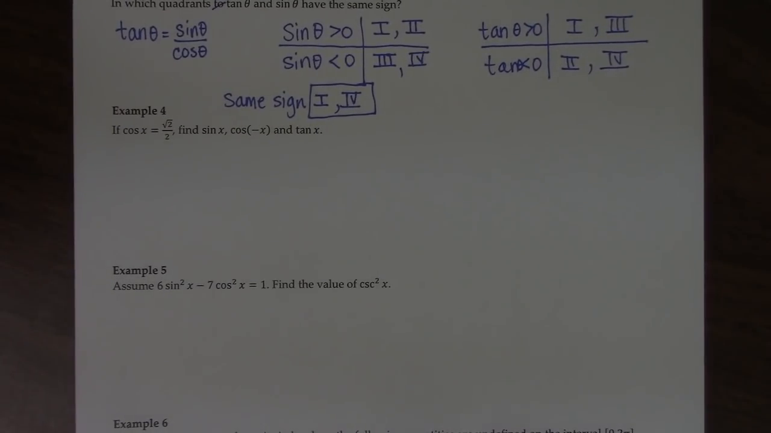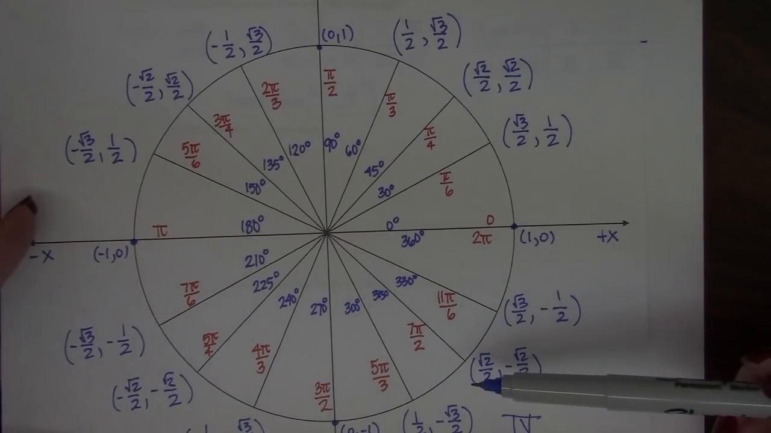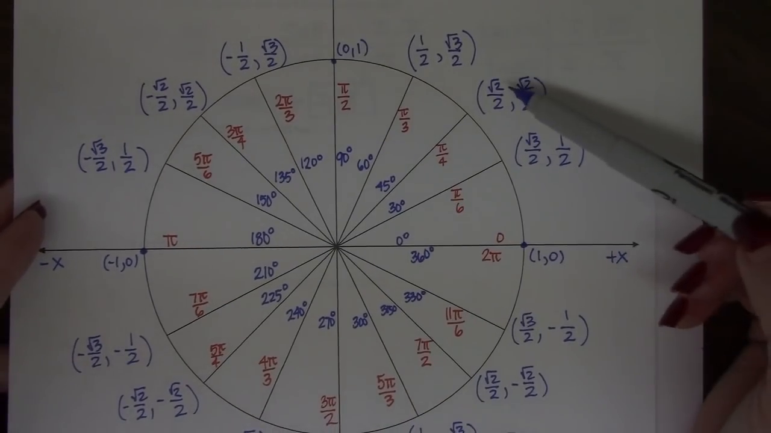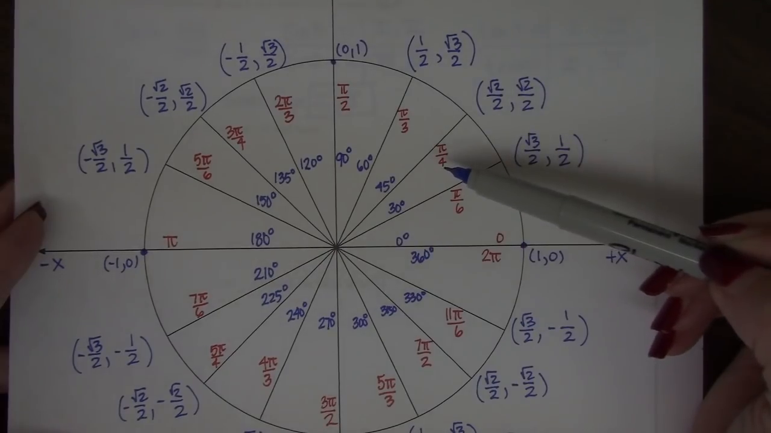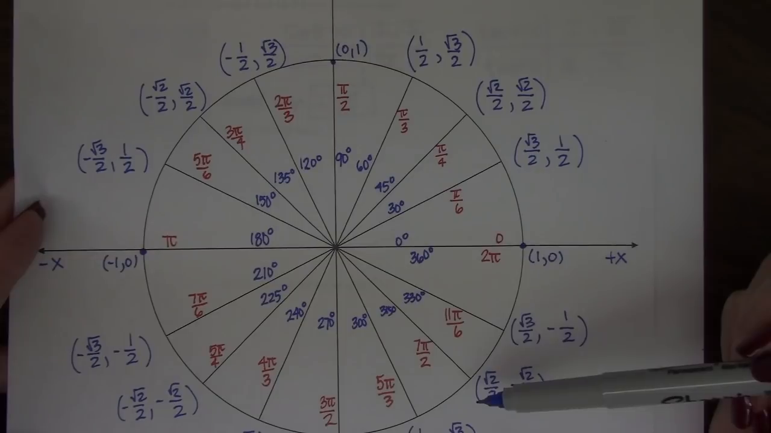If cosine of x is square root of 2 over 2, find sine of x, cosine of negative x, and tan of x. So cosine is positive when x is positive. So cosine's positive in the first and fourth quadrant. So cosine is also the x values. So if we look here, if cosine is square root of 2 over 2, then we're at pi over 4, or we're at 7 pi over 4.